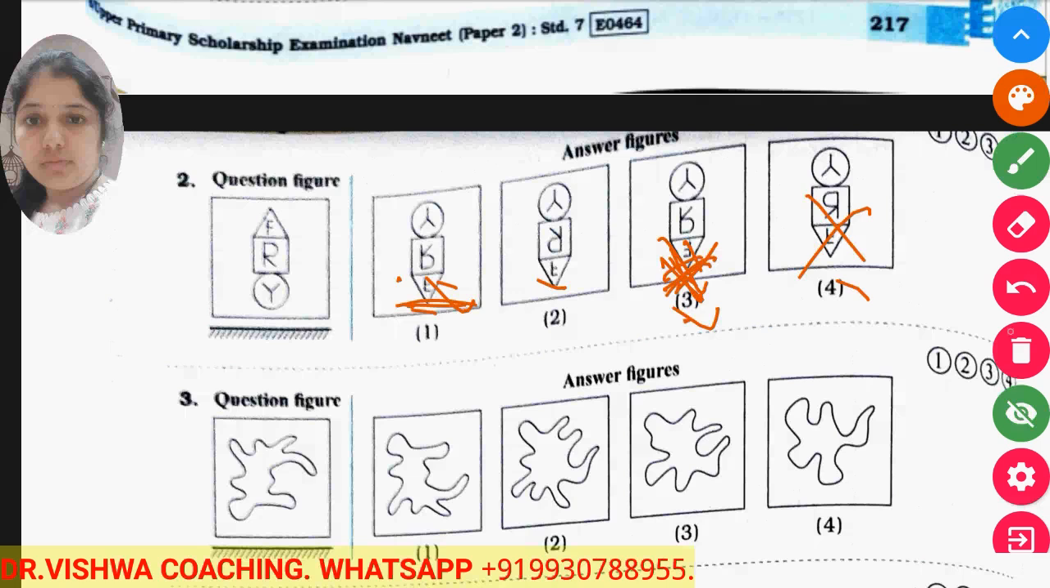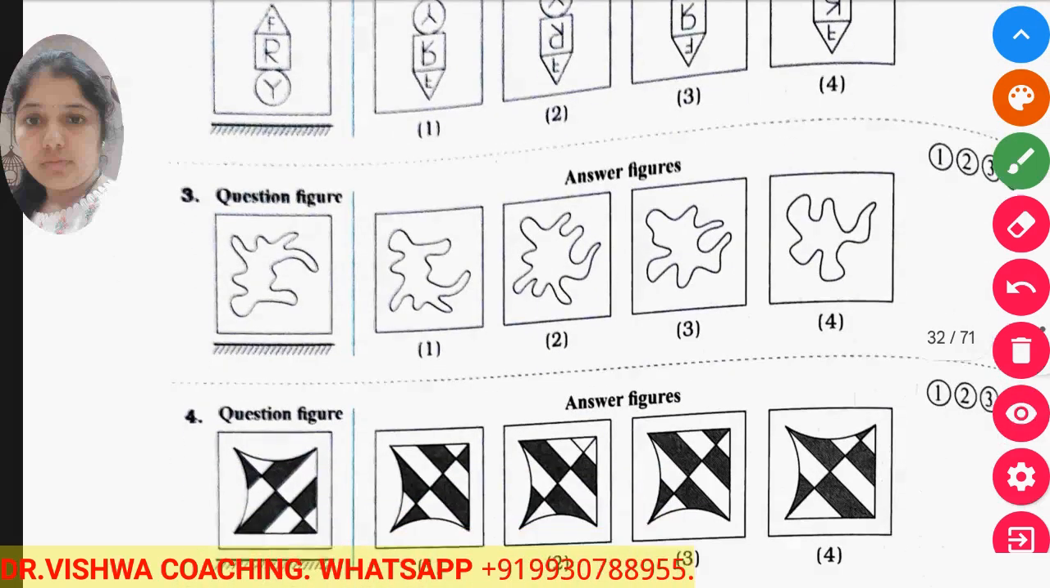Okay. Again I will tell you. F is facing towards right. So only this figure shows F facing towards right. This figure is already cancelled. Now I will look for R. R is also facing right. This shows R facing right. This is wrong. So whatever figure we had selected, it gets cancelled. This also gets cancelled. So the answer is 1. Okay. Because the third option we had already cancelled.